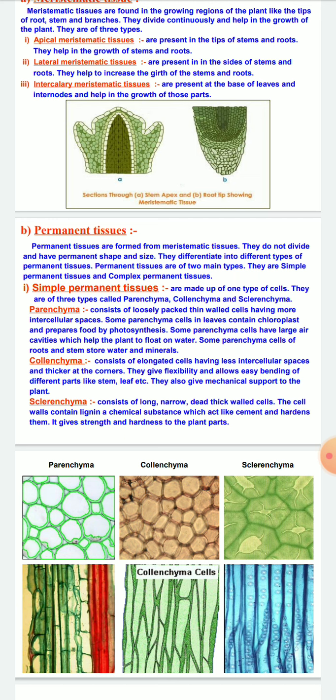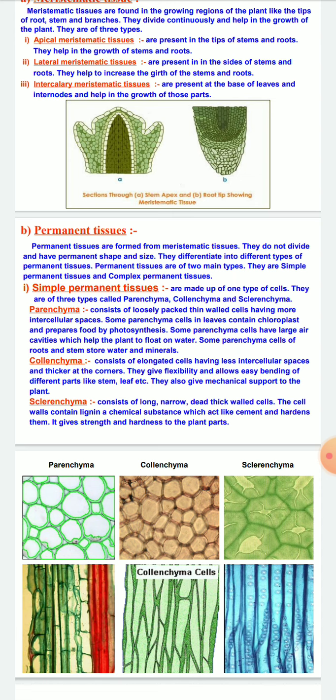Sclerenchyma consists of long, narrow, dead thick wall cells, and the cell wall contains lignin, a chemical substance which acts like cement and hardens them, and it gives strength and hardness to the plant parts.